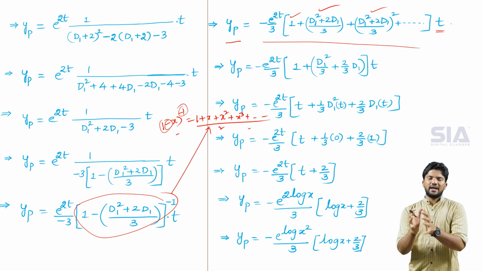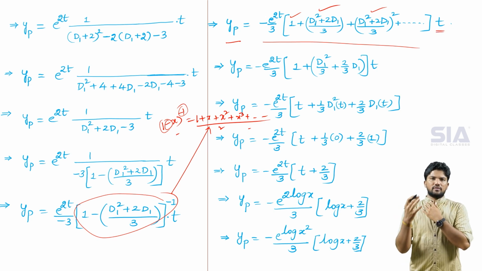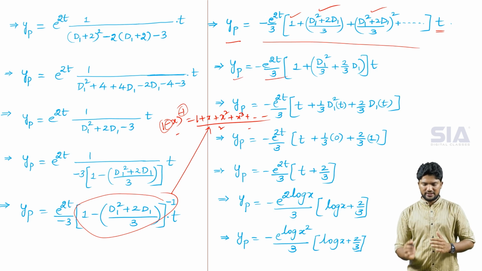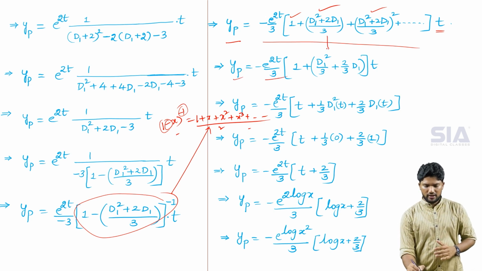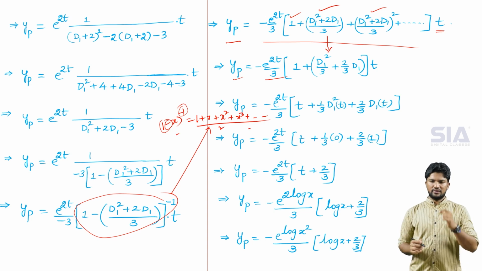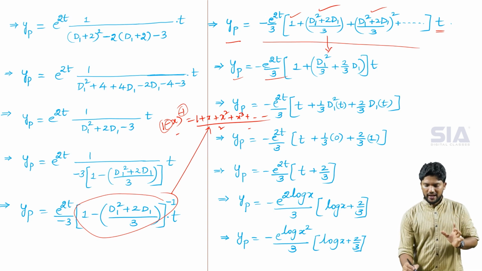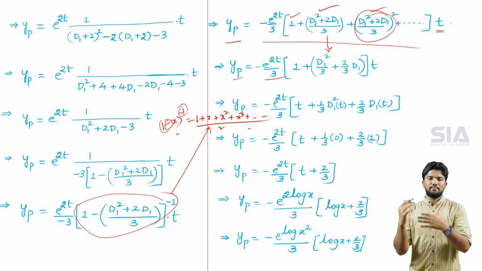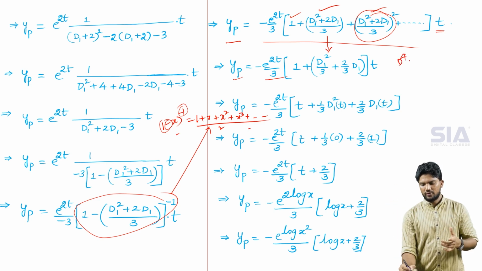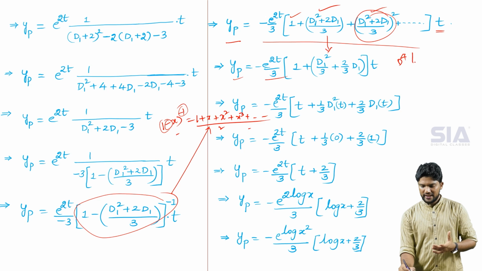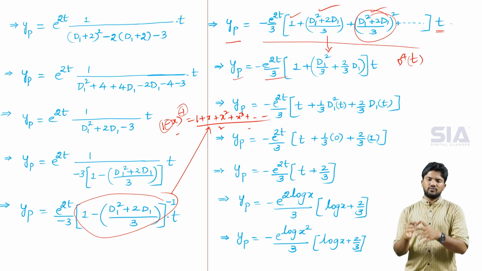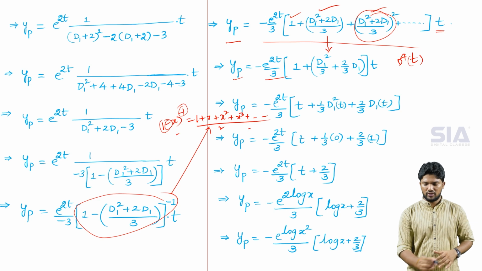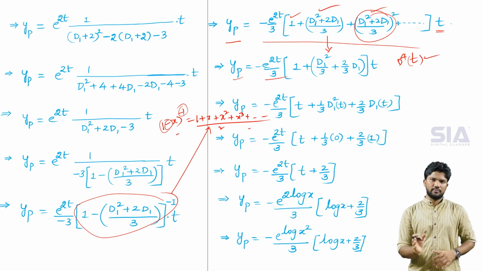So ignore higher order derivatives except to power 2. So y suffix p is equal to minus e power 2t by 3 into 1 plus, just taking the first differentiation values, only the first term. If you apply that whole square formula you will get D power 4, but the function is small t only. If you apply the fourth derivative it will become 0, even the second derivative of small t is also 0.